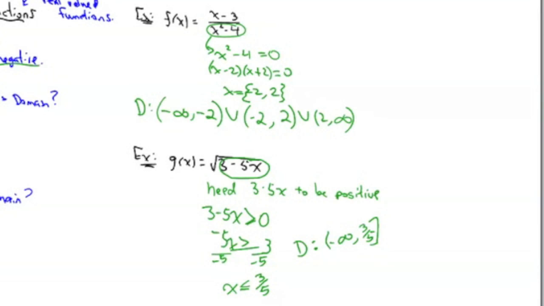Okay. So that's all there is to domain. If I ever ask the domain, these are the only two things you worry about. Are you dividing by 0? Remove those values. Are you taking the square root of a negative value? Remove those values. I don't know why people make this hard. It's actually pretty simplistic. It's two ideas put together.